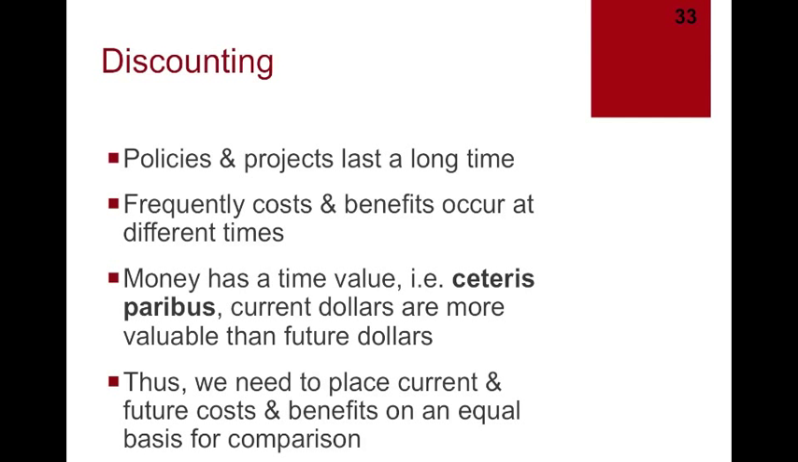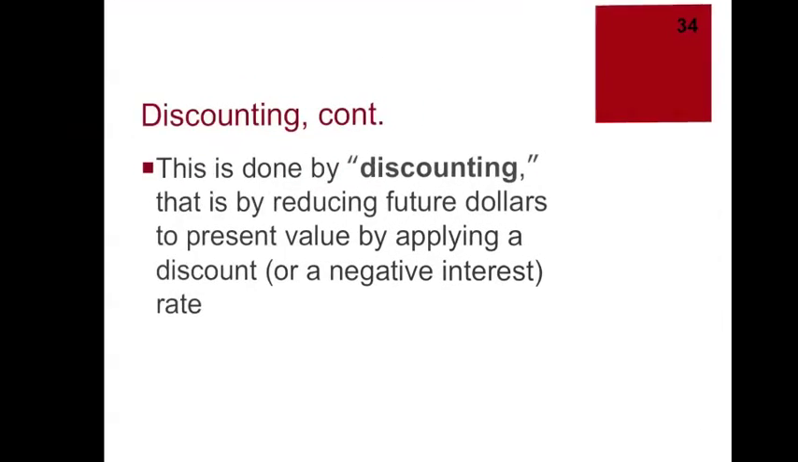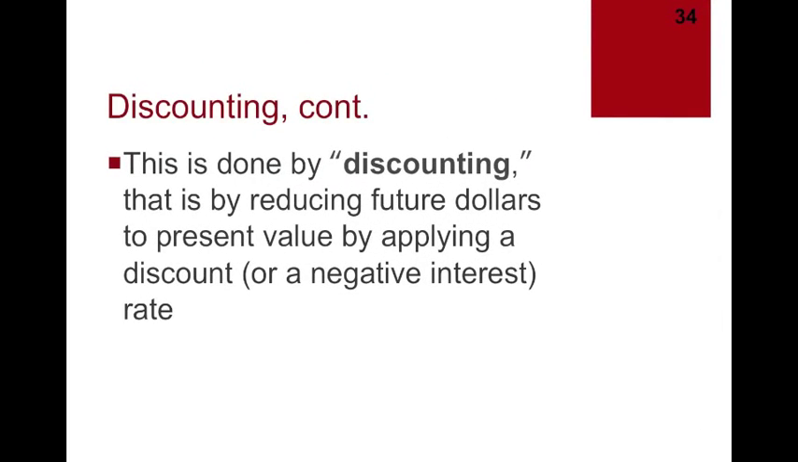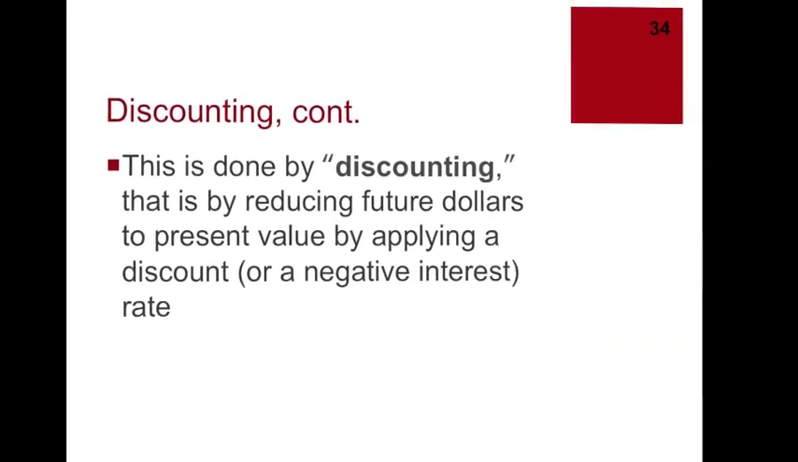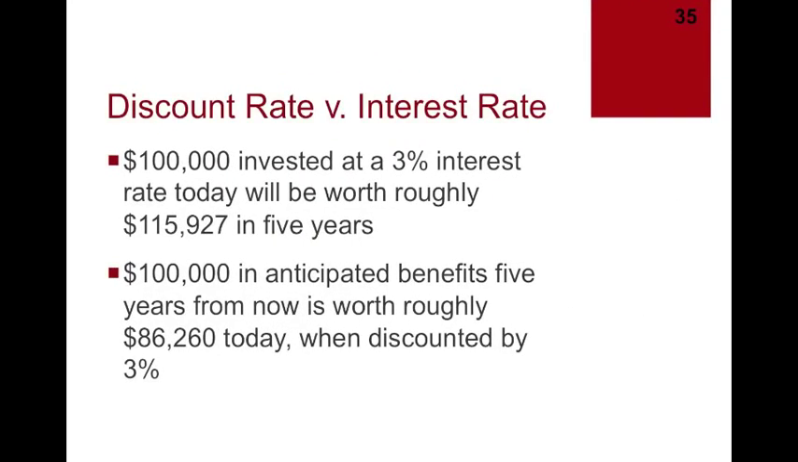So we use discounting as a way of assessing the current value of a future payout. Frequently costs and benefits occur at different times. Money has time value. Current dollars are more valuable than future dollars, and therefore we need to place current and future costs and benefits on an equal footing to compare them, and we try to do that today as opposed to in the future. All right. So for discounting, we need something called a discount rate that we apply, and that discount rate helps us to take the cash flow in the future and bring it back to the present.